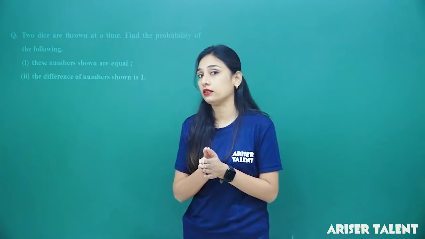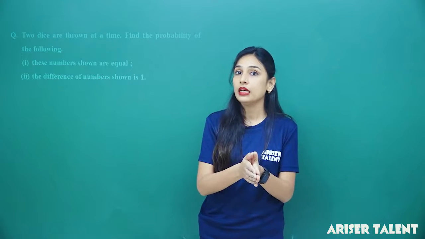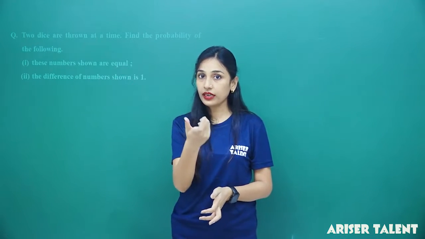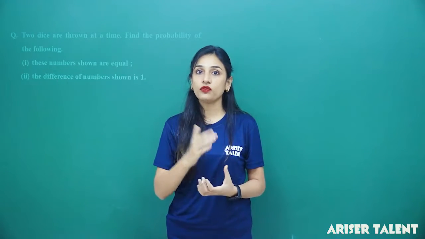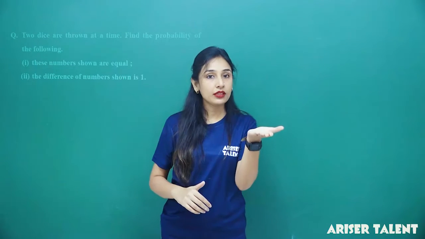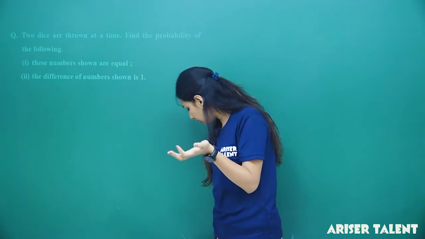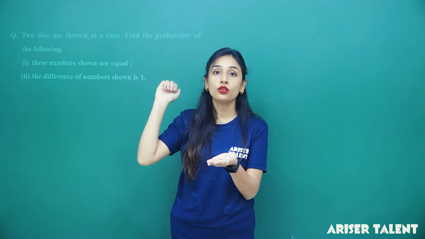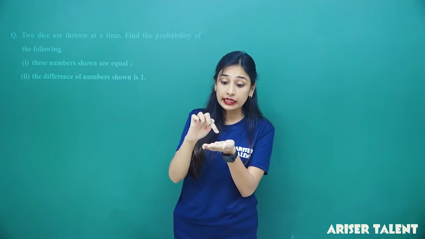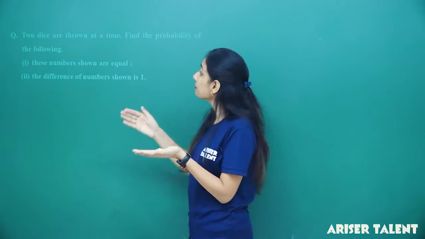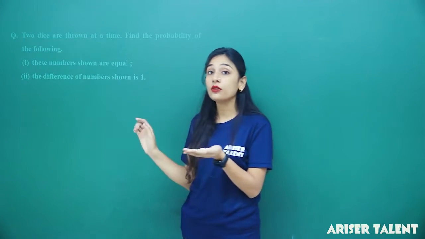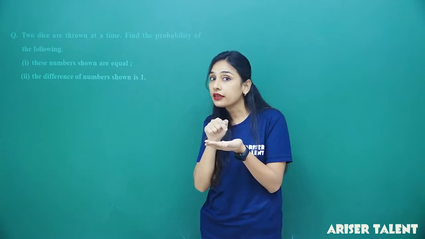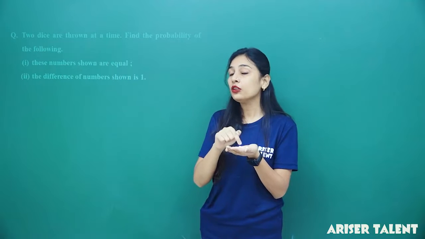If I'm having 2 dice and I'm throwing them at the same time, and some number appears on the top face of the dice, then there will be a first number here and a second number here. Let's suppose I've just thrown them. Now the question says these numbers shown are equal. If I'm having 1 here, I'll be getting 1 here. If I have 2 here, then I'll have 2 here.